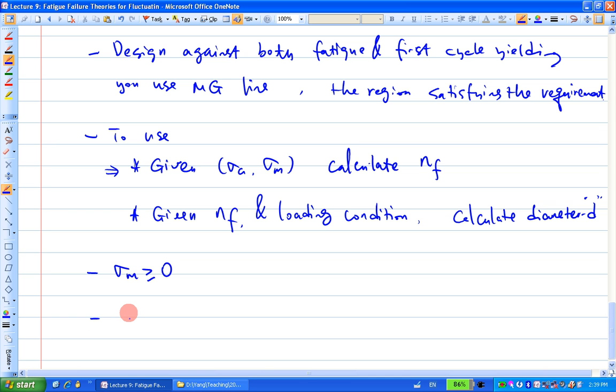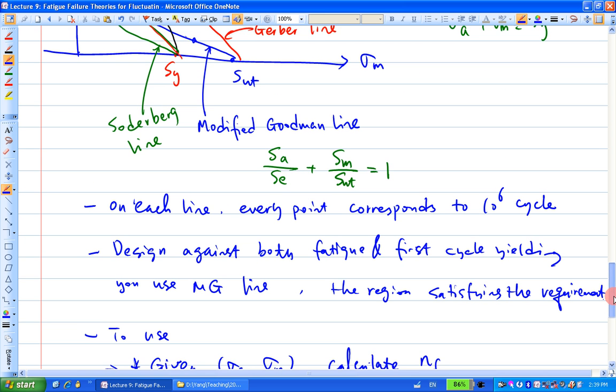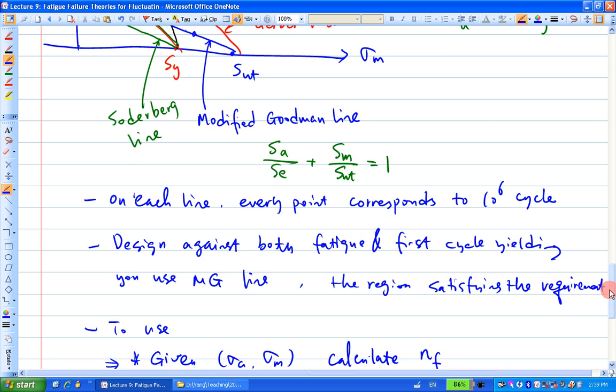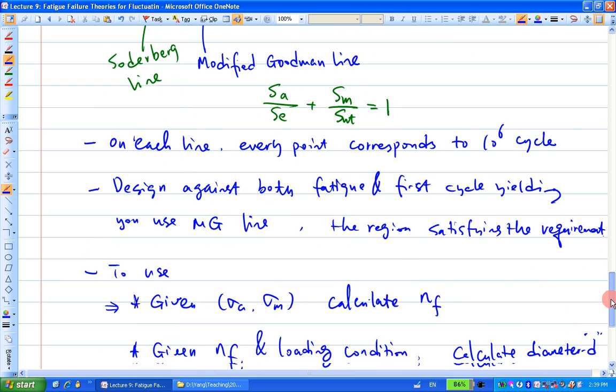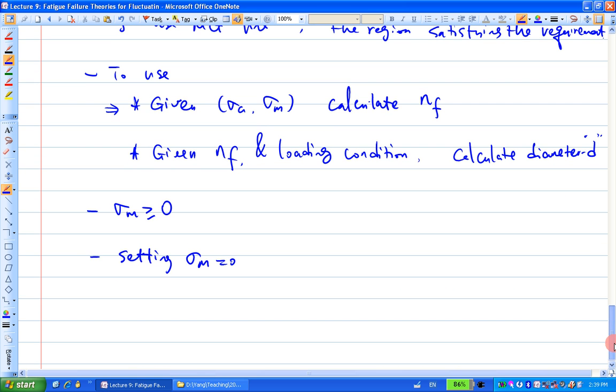So if I set sigma m equal to 0, look at all the equations that you have there. If I set it equal to 0, what will be the safety factor? Look at all the equations of the safety factor here. If you set sigma m equal to 0, what's the result for all of them? They all become what?